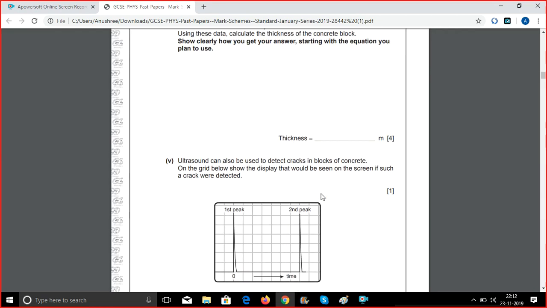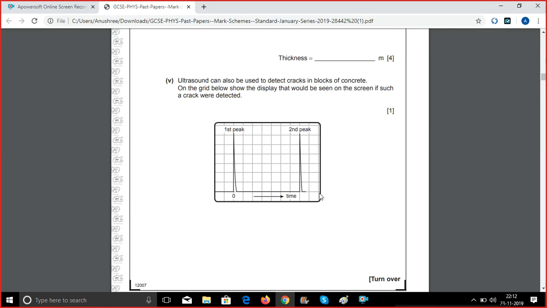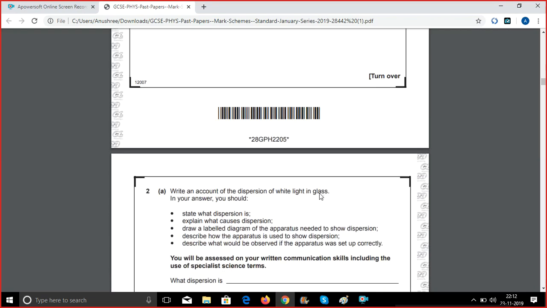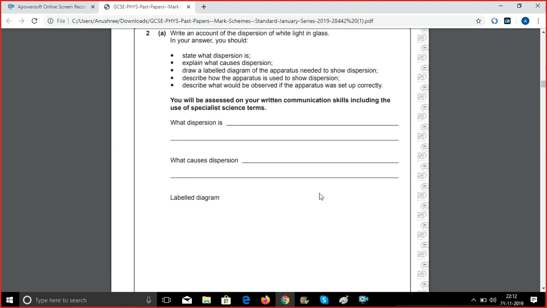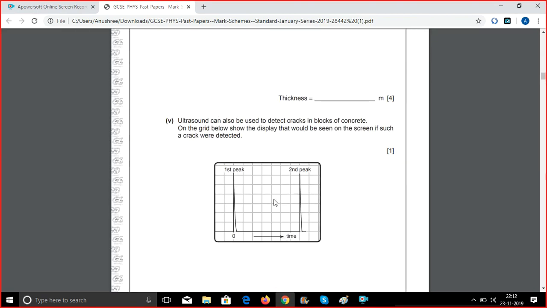Ultrasound can also be used to detect cracks in blocks of concrete. Show the display that would be seen on screen if such a crack were detected. Okay. If a crack was detected, there would be a small amount of space there, so it would peak again. Yes, that's correct. Okay. It can be anywhere between the two peaks. Yes, definitely a peak in between these two peaks. Yes, you're correct.